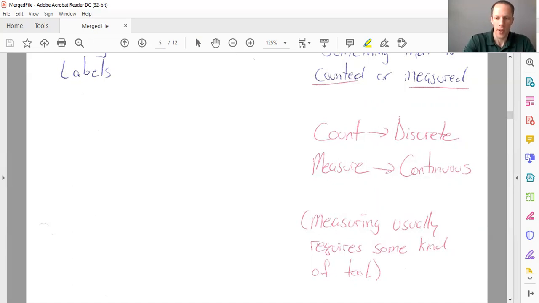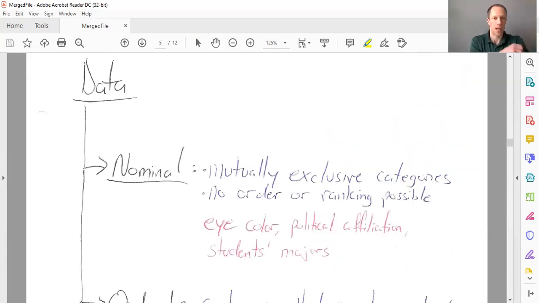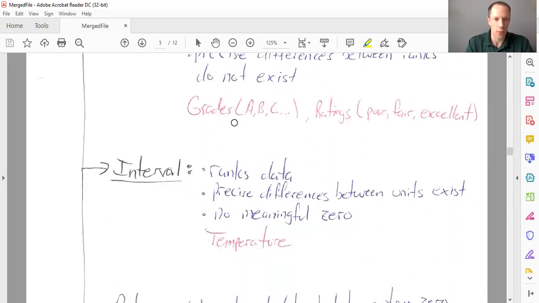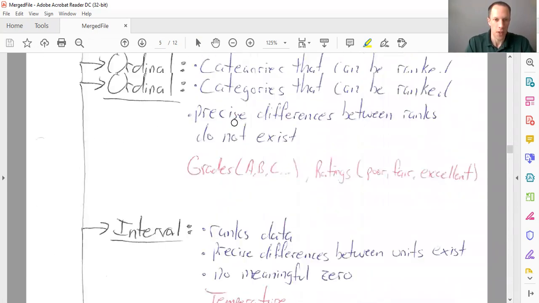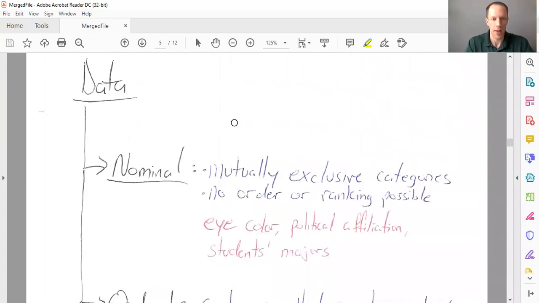Now, there's one more way that we can talk about data, and this is sometimes called the level of data, and there are 4 different levels that we can talk about. We have what's known as the nominal level, the ordinal level, the interval level, and the ratio level. So let me tell you a little bit about each one of those.